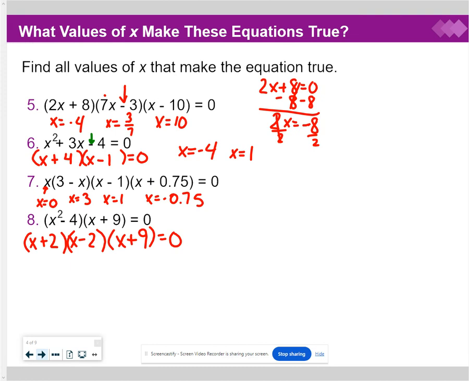But now I can solve this, and we do have 3 answers now instead of, I can only see 2 terms at the beginning before I got it factored. Once I have it factored, I actually have 3 terms. So I'm going to have x equals -2, x equals +2, and x equals -9.